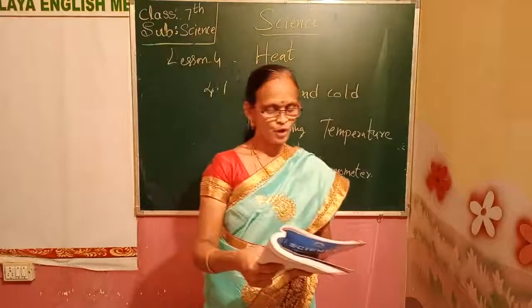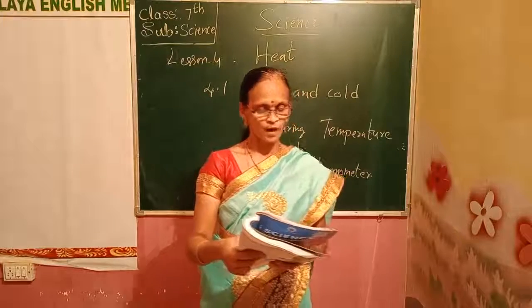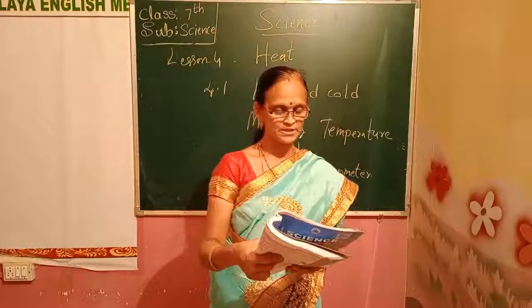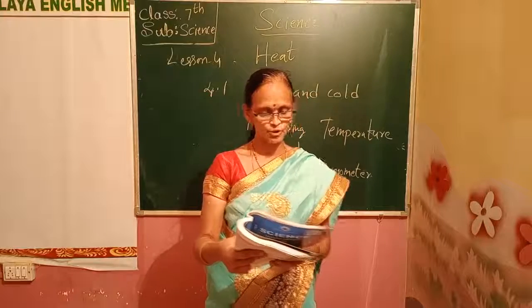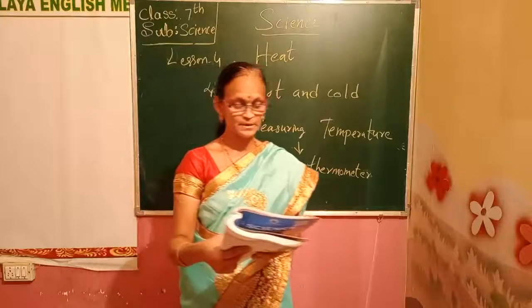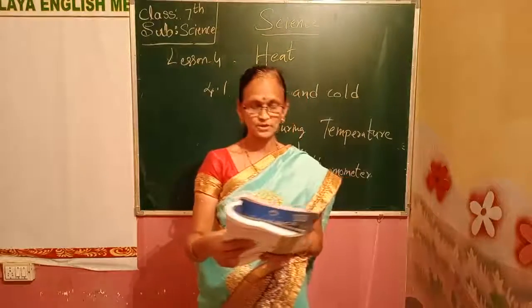Sometimes it may dissolve. Then how do we find out how hot an object is? A reliable measure of the hotness of an object is called temperature. So temperature is measured by a device called thermometer.